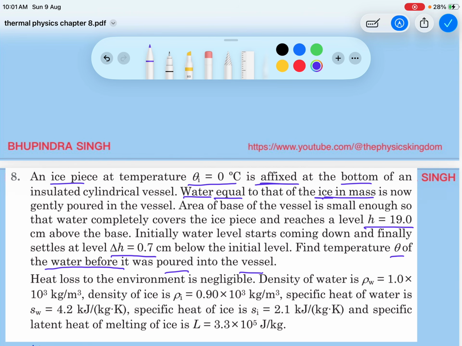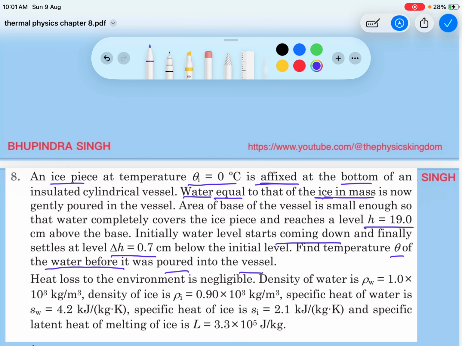So what is happening here? See, water starts coming down. So why will water come down? Why is this volume decreasing? The obvious reason is the ice. Water has less density, which means more volume. So when it is melting into water, what is happening? Its volume is decreasing.